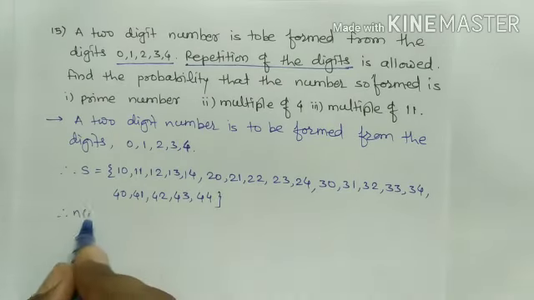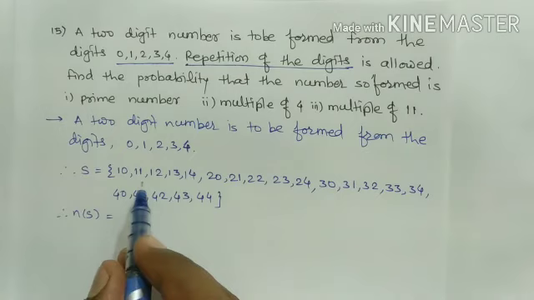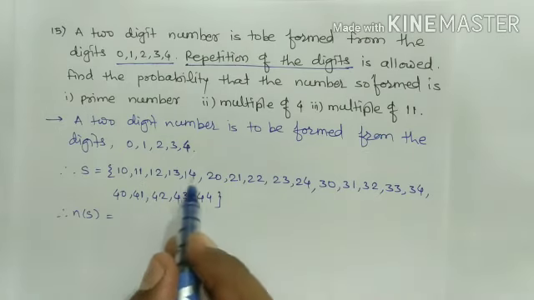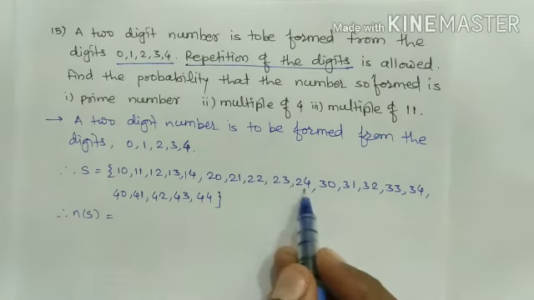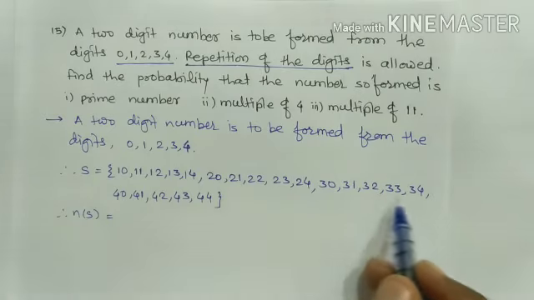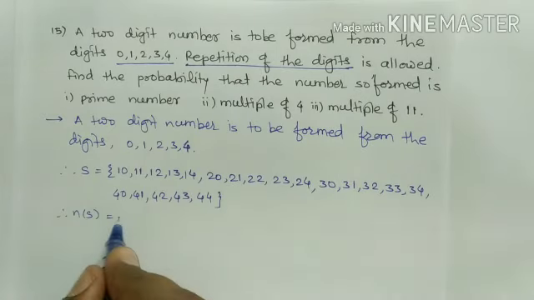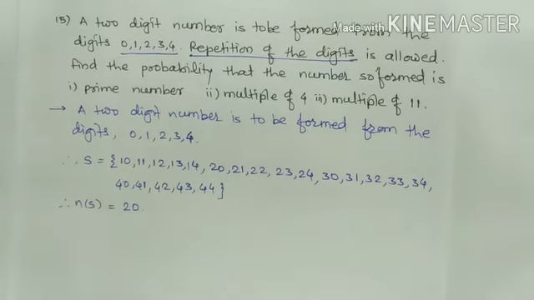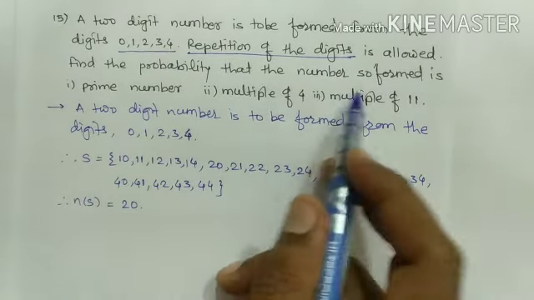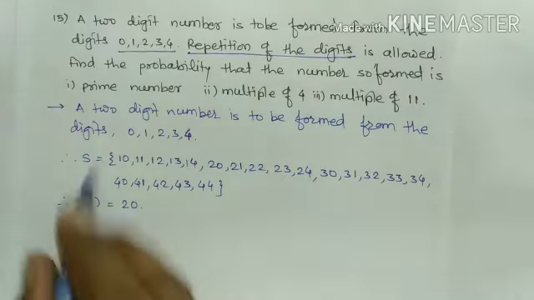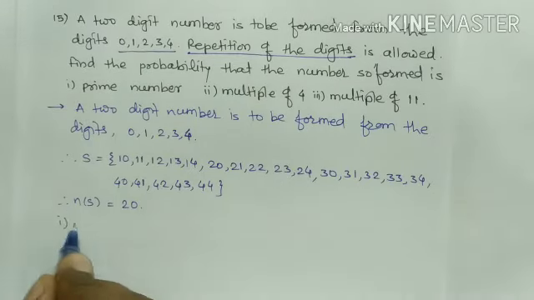Therefore, the number of S equals, see how many numbers are there? 1, 2, 3, 4, 5. 5 plus 5 is 10, 15, 20. Therefore, the number of S equals 20. Now, we have to find the probability that the number so formed is a prime number. This is the first event.